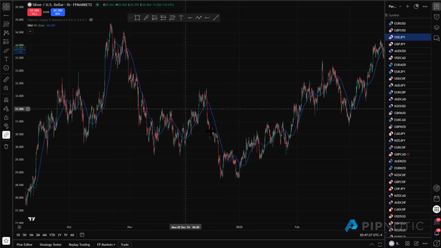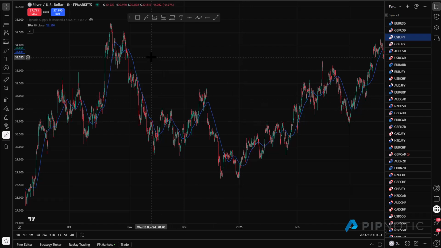Anyway, what I'm trying to say is follow the direction of the non-commercials and the commitment of traders data. If the chart says it's going down a little bit, then sell. If it's going up a bit, then buy. It's super important that you pay attention to this stuff.